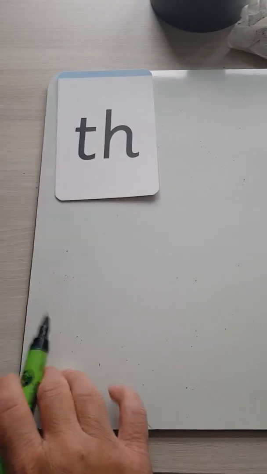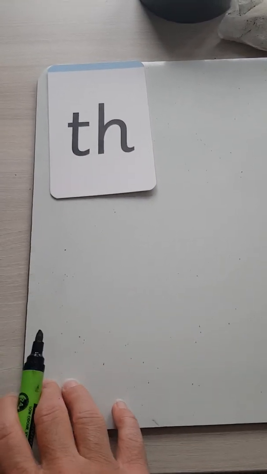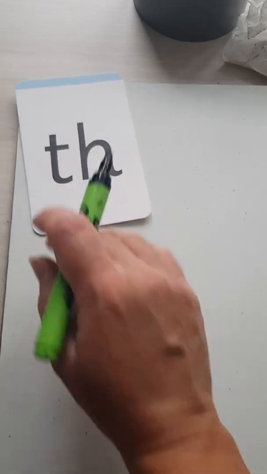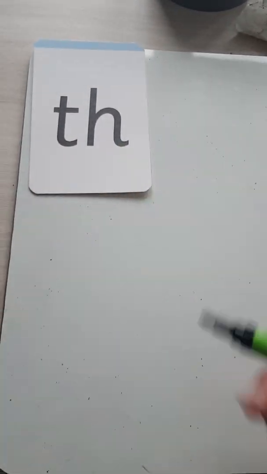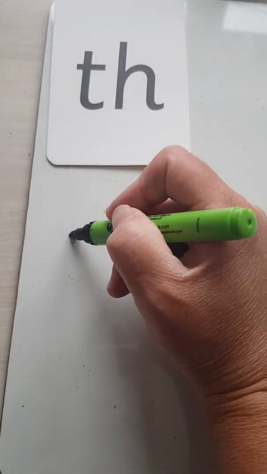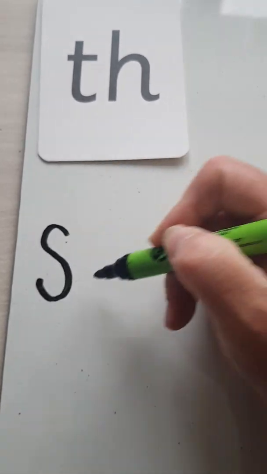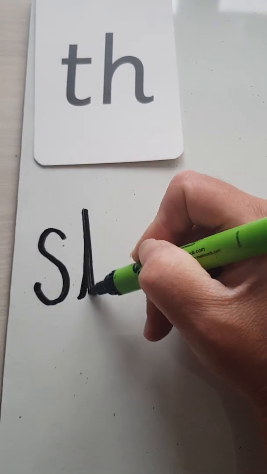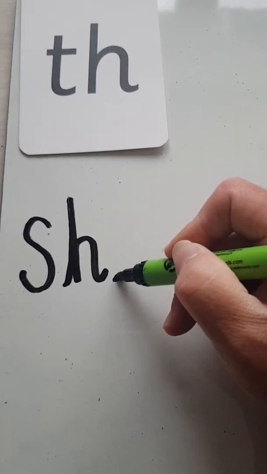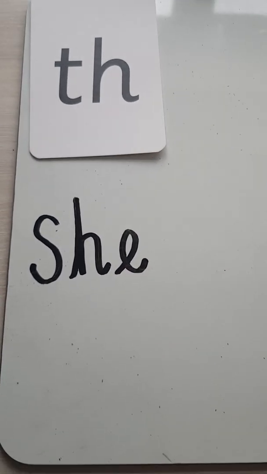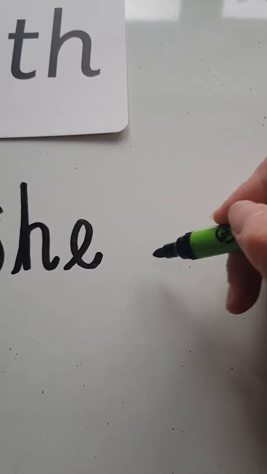Okay, I'm going to start on the left-hand side of my board. Remember, always start on the left. And I've got this here at the top. So I'm going to start underneath our card. I'm going to write she. Tricky word she. I've got capital S. And there's the tricky word she. S-H-E. She, finger space, has.